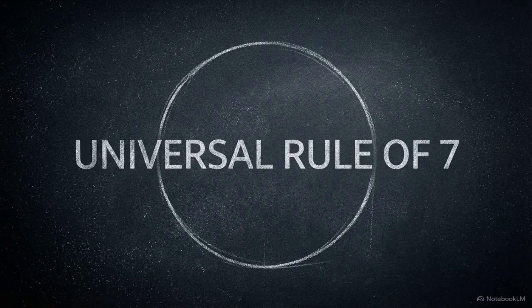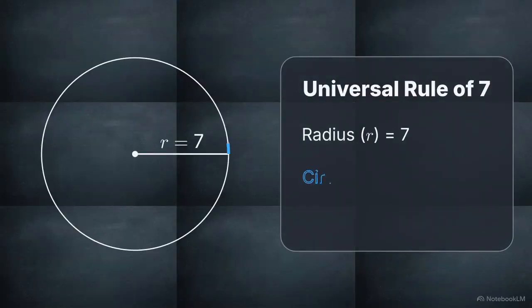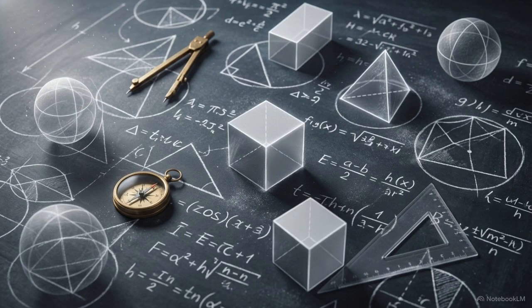For calculations involving pi, a radius of 7 leads to a predictable set of outputs. When the radius is 7, the circumference is 44, and the area is 154. Mapping the spatial transition from a flat 2D plane to a 3D solid provides a logical framework for every equation on this master sheet.